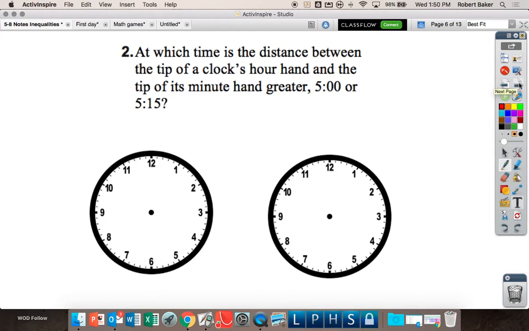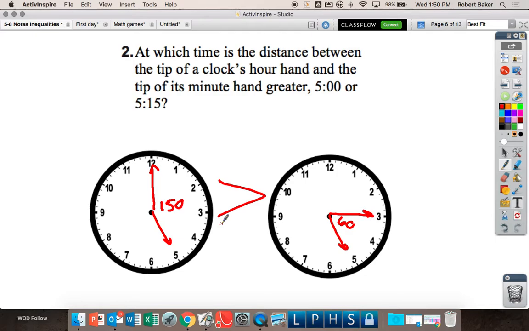Try it again. Which one has a greater distance, 5 o'clock or 5:15? 5 o'clock. Whoa, y'all are just all of a sudden masters at telling time? What time is it? 5:15. This is 150 degrees. This is 60 degrees. Which one's bigger? 150. The whole class centers around which way to draw the inequality.